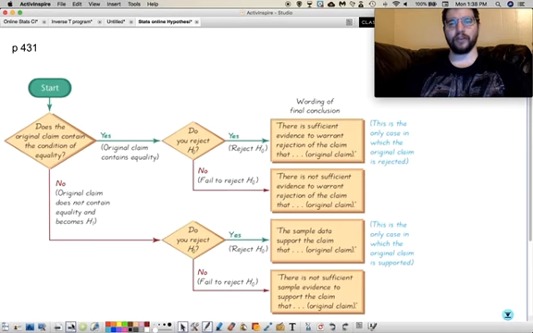And here's a flow chart for those of you that are more visual. It's the same thing I just went over. So you can pause it there and read it. It says identify where the claim is. Do you reject the null? Do you not reject the null? Yes, no, right here.